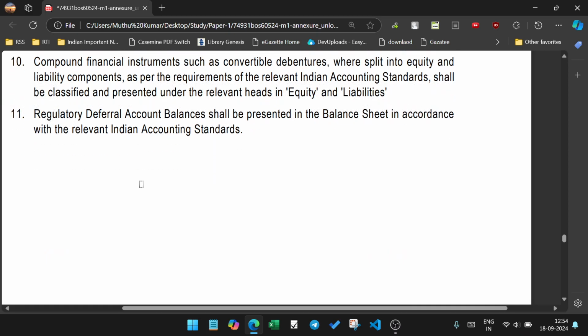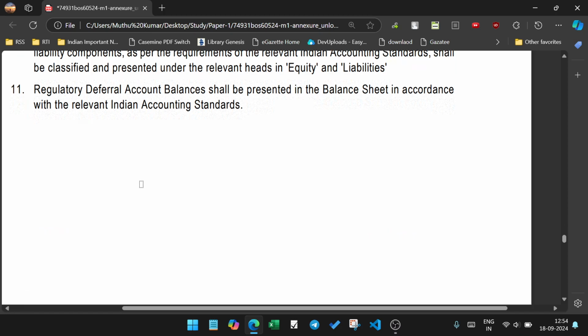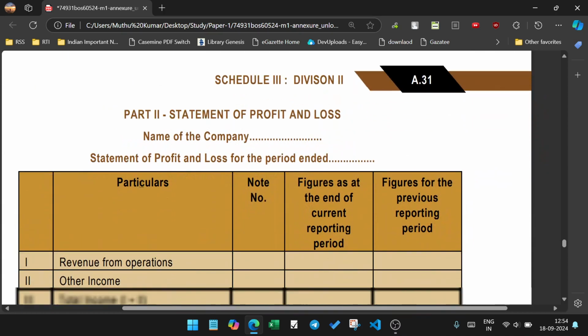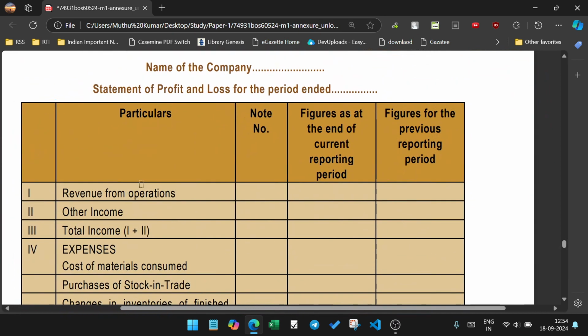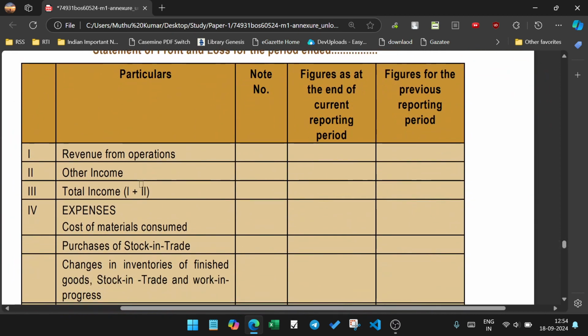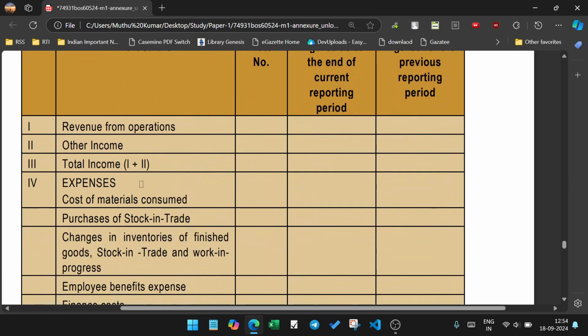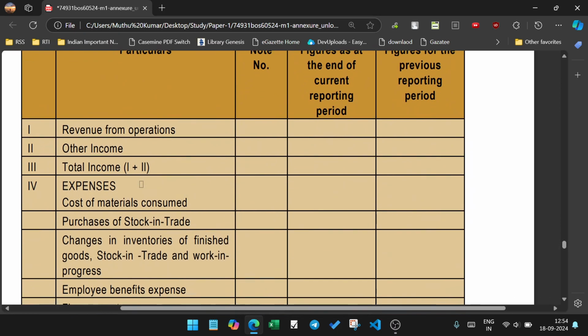The regulatory deferral account balance shall be presented in the balance sheet in accordance with the relevant Indian accounting standard. Statement of profit and loss account. The statement of profit and loss states particulars, notes, and figures for the current period year and figures for the previous year.